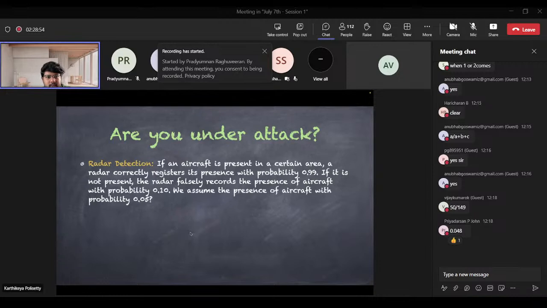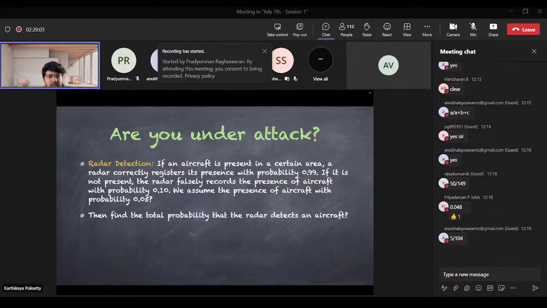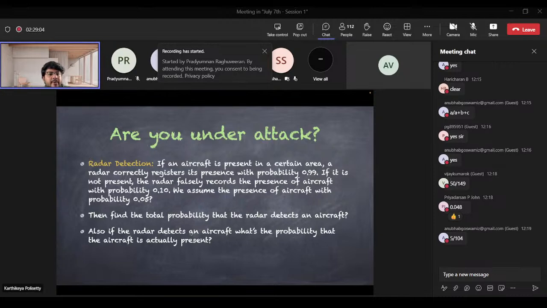Are you under attack? Radar detection. It's also one more application based on Bayes theorem. You can try this out. Later we'll provide the slides. So you can take a screenshot and try this.